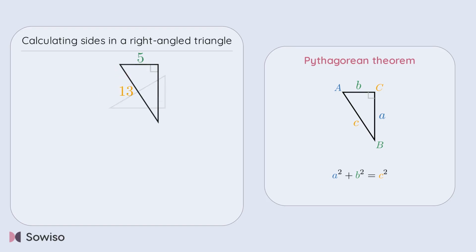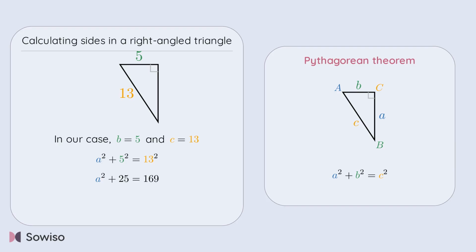Now, we rotate our original triangle to get it in the same form as in the theorem. We recognize that in our case, b equals 5 and c equals 13. Substituting b and c in the Pythagorean theorem gives a squared plus 5 squared equals 13 squared.